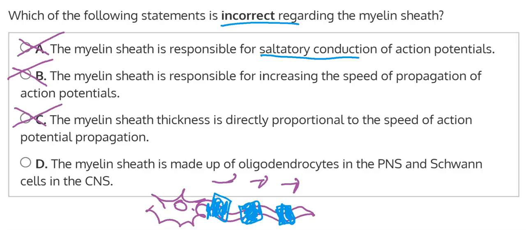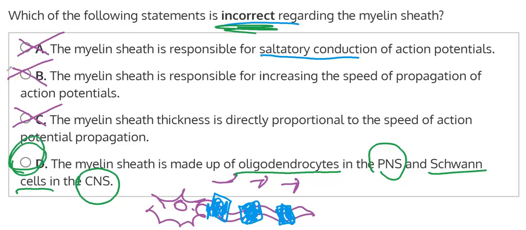Lastly, option D says that the myelin sheath is made up of oligodendrocytes in the PNS and Schwann cells in the CNS. Be careful, this option is a little tricky. It is true that both of these help to make up the myelin sheath. But it says the oligodendrocytes are in the PNS and the Schwann cells are in the CNS, and that is actually reversed. The oligodendrocytes are related to the central nervous system and the Schwann cells to the peripheral nervous system.